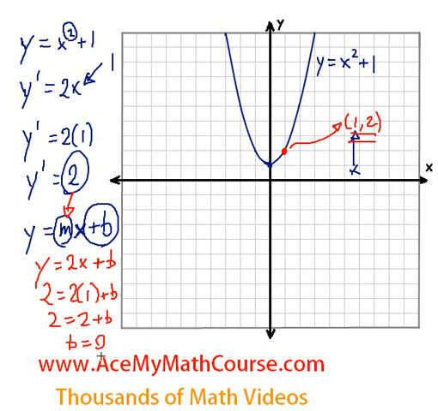Great. So guess what? We already know the equation of the tangent line that passes through the point (1, 2). It is y equals 2x plus b, which is 0. So I won't even write it because it'll be a plus 0 here. And what would that tangent line look like? Well, it has a slope of 2, right? And a y-intercept of 0.